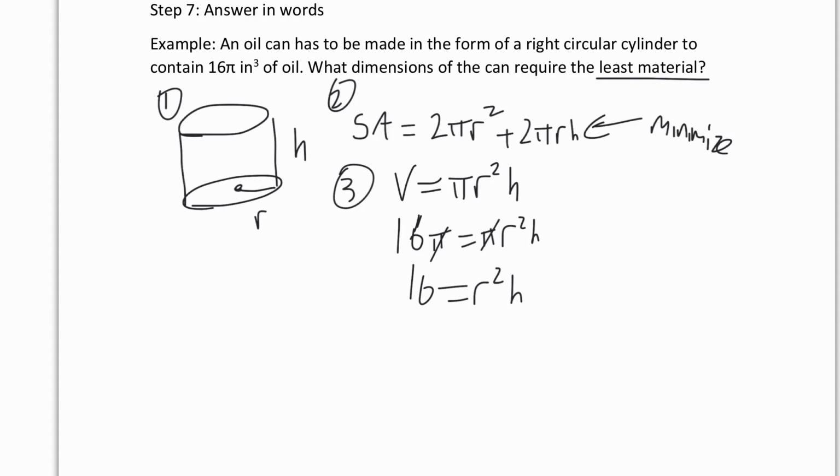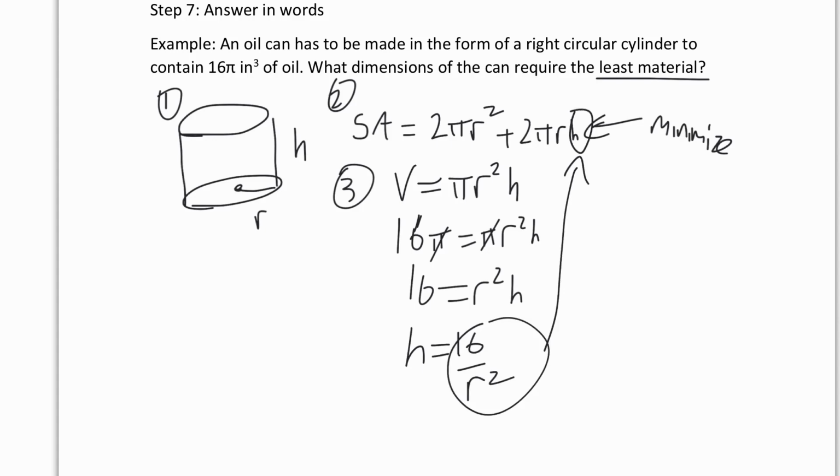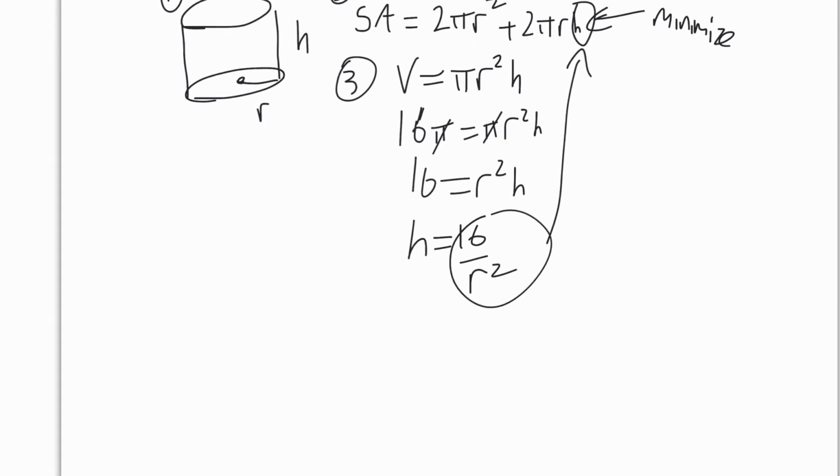Now we're trying to eliminate one of these variables here. You could eliminate r squared by dividing by h and then plugging it in, but there'd still be an r over here. So I think it's easier to eliminate the h. There's only one h, so I'm going to isolate for h and then eliminate it. That would give me h is equal to 16 over r squared. And now I'm going to take this and plug it in for h. So that's going to give me surface area is equal to 2 pi r squared plus 2 pi r times 16 over r squared.